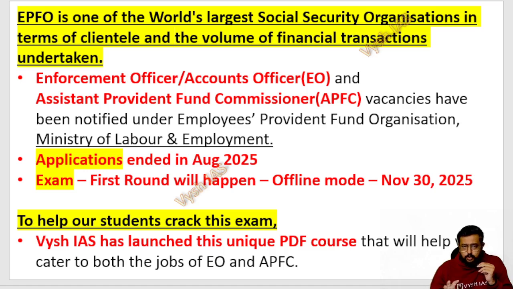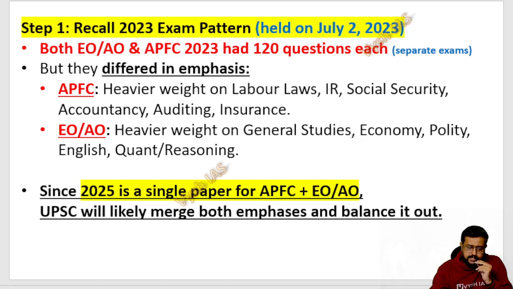This exam, if you don't know, try to research about it a little bit, because most of you don't give EPFO. Most of them actually couldn't clear a civil service exam, and that is when they go and give the EPFO exam. As I told, the application got over in August 2025, and on November 30th the prelims round will happen, and that is why we have launched this PDF course. Ideally, you don't need to take any coaching or video classes for this.